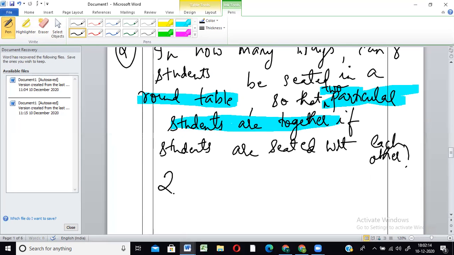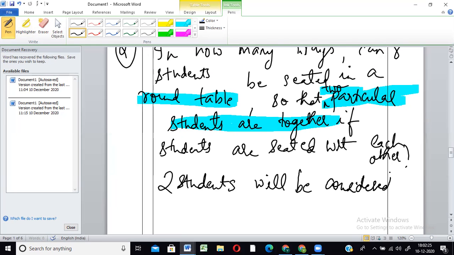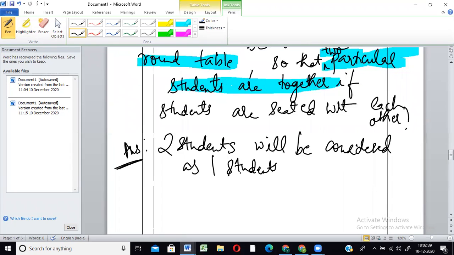So here also, those two students will be considered as one student or one object. If you're not understanding this, please refer to last week's video. There we had done sums where the objects were kept together. There was an example where, for a photograph, the brothers were sitting together, so we considered those brothers as one object. So here we have two students to be always together.